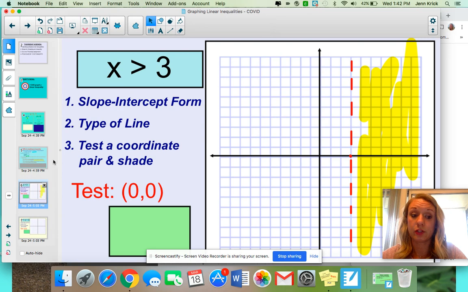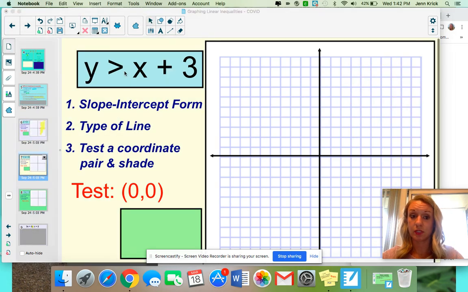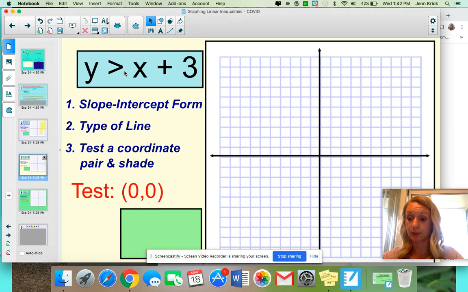All right, moving on to one that's more at your speed, more what you guys are going to see. So it says y is greater than x plus 3. Step 1, is it in slope-intercept form? Yes, it is. So we are ready to graph. So let's go ahead and graph our y-intercept and apply our slope.